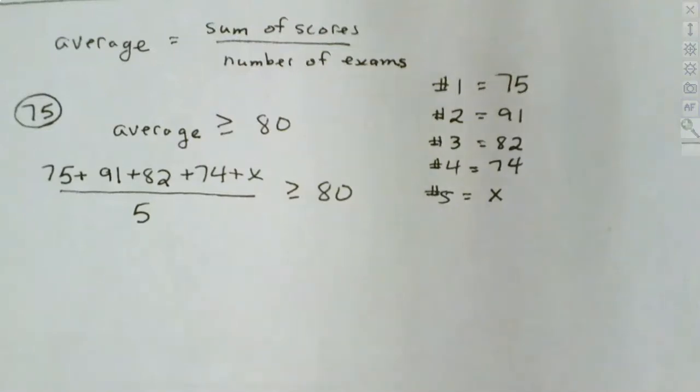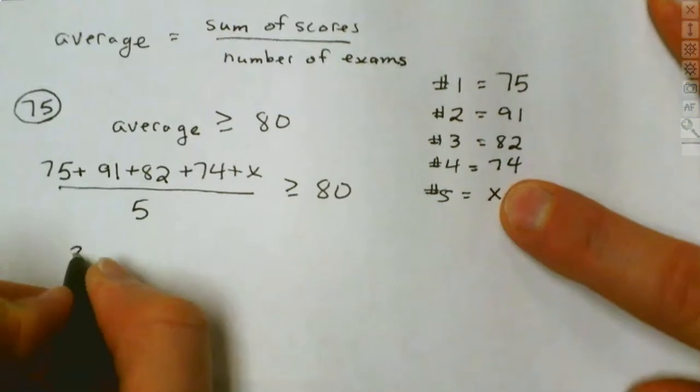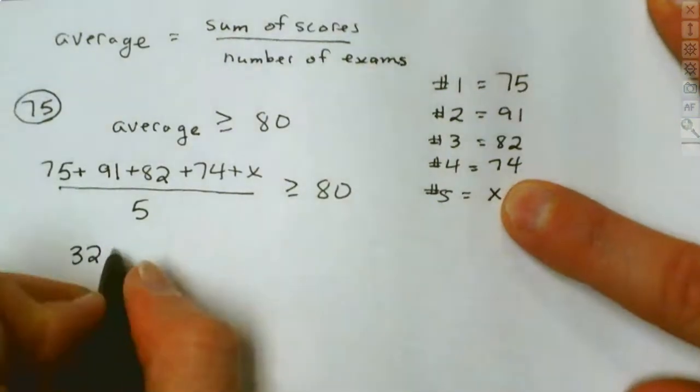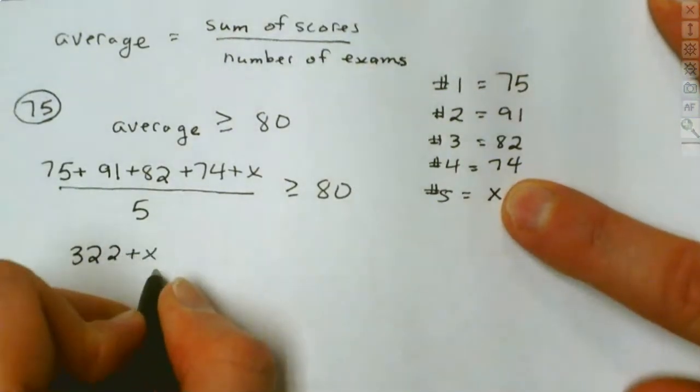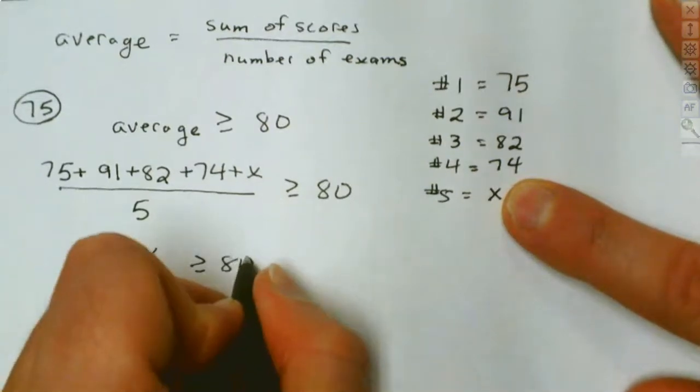So let's go ahead and clean this up a bit. Let's add these numbers up together here. So we've got a 75, we've got a 91, 82, and 74. So that gives us then 320 plus X over 5 is greater than or equal to 80.